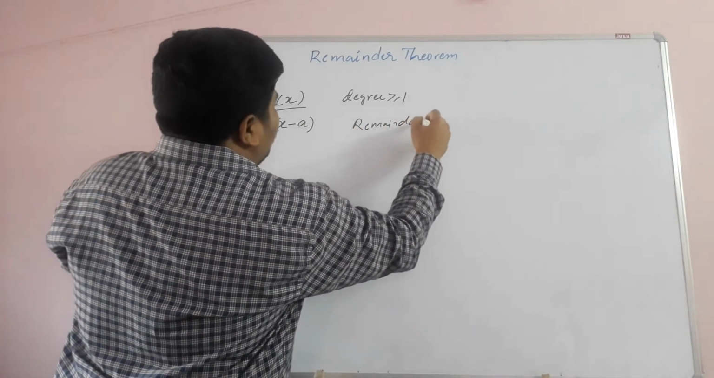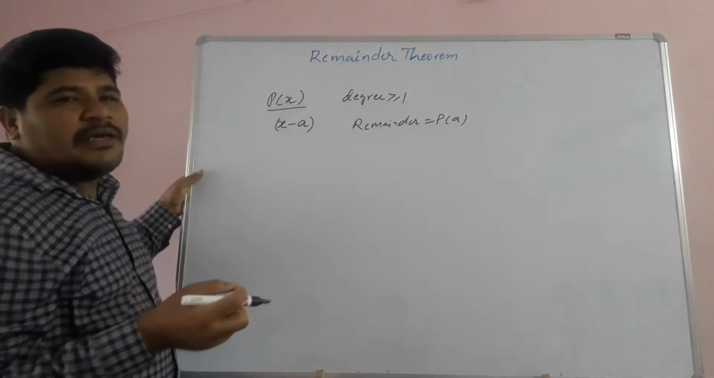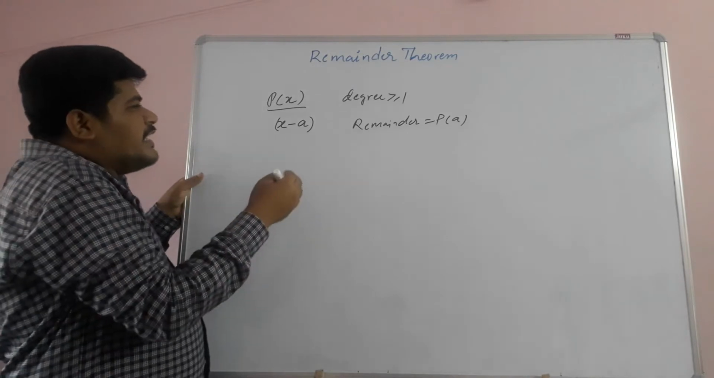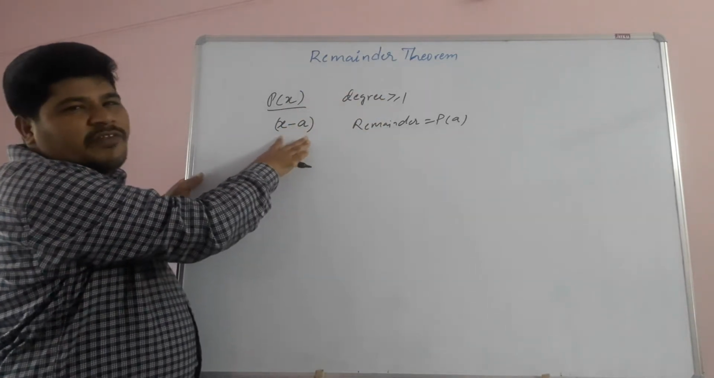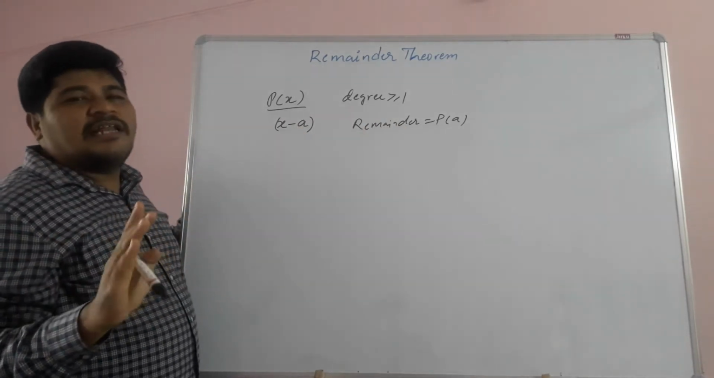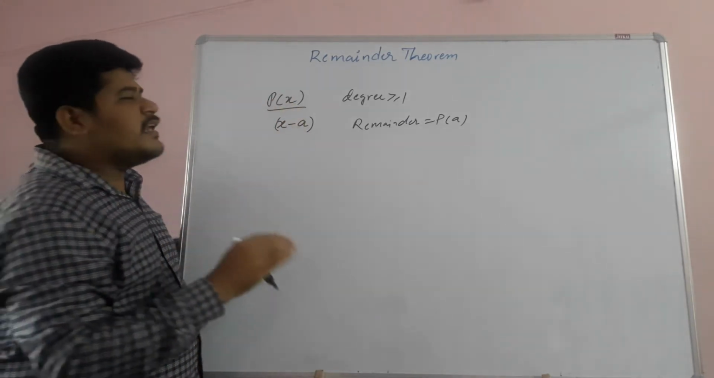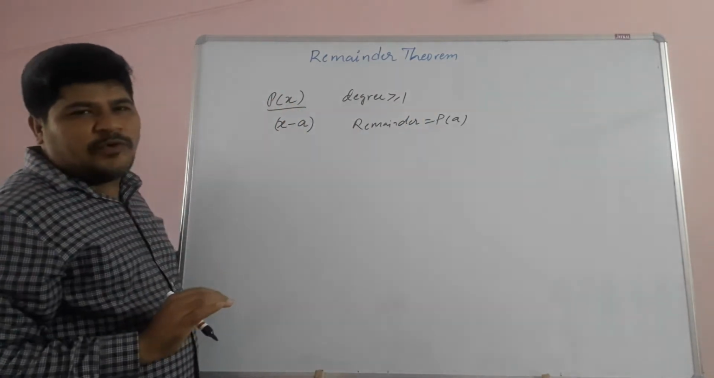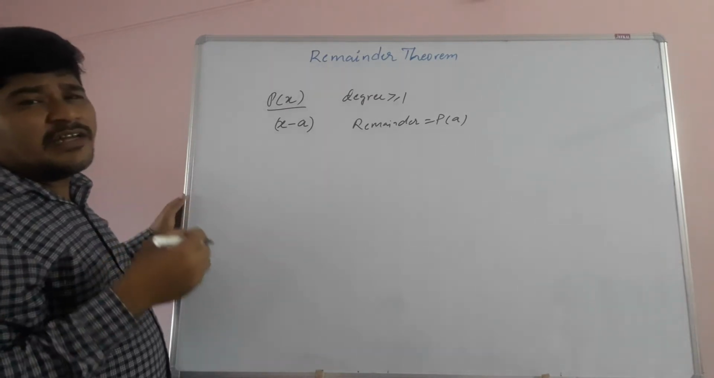Okay, so children, it's very simple. If we divide a polynomial of degree greater than or equal to 1 by a linear polynomial in one variable, x minus a, then the remainder is p of a. Or shortly you can say, if p of x is divided by x minus a, then the remainder is p of a.